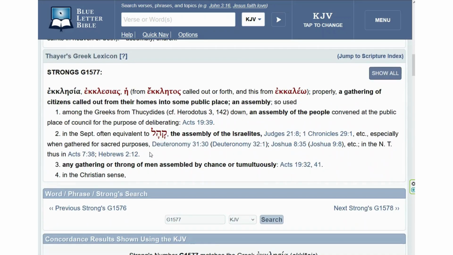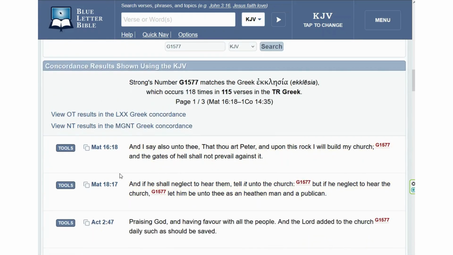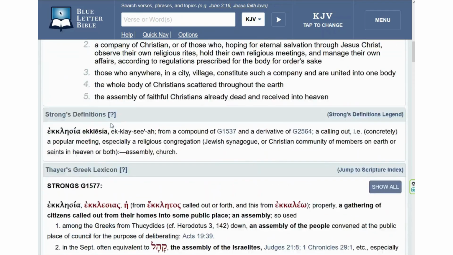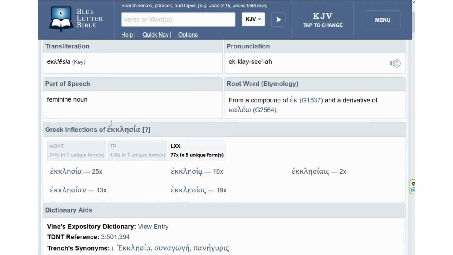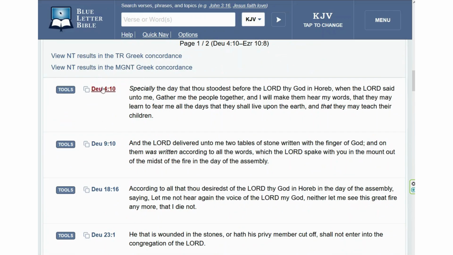So when you scroll down through Blue Letter, all the verses are down at the bottom. But the thing I want you to pay attention to is right here, where I'm circling on the screen, and I've circled on the PDF file for you. View the Old Testament results in the Septuagint concordance. So I click right there, and you're still on the same page. I'm sitting on the Strong's entry, but now I get the Tanakh verses. So we switch from the New Testament to the Old.